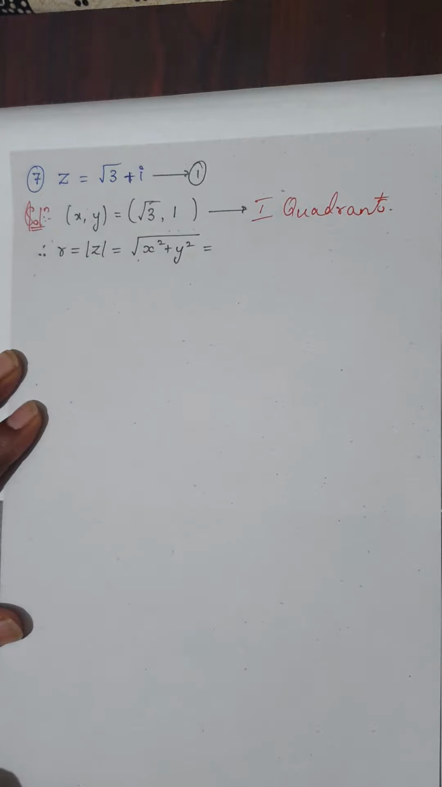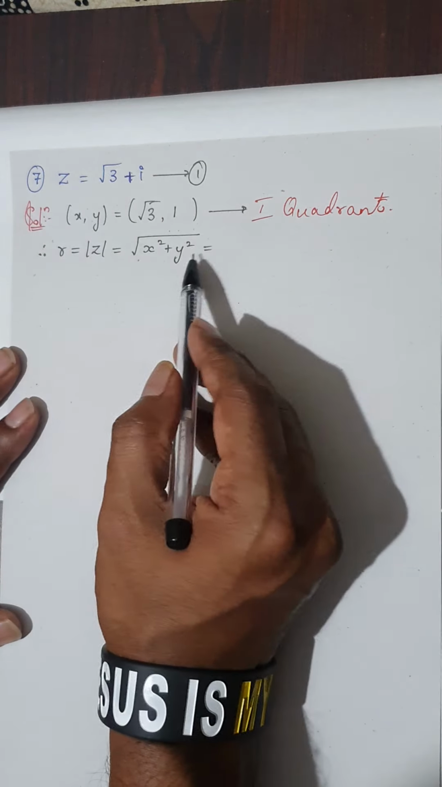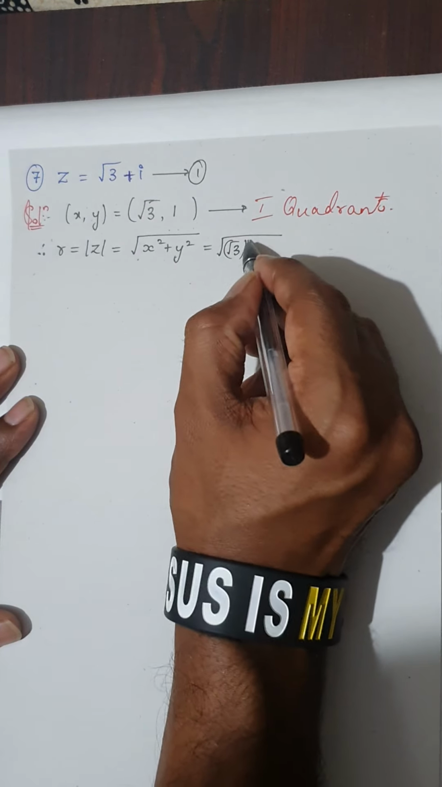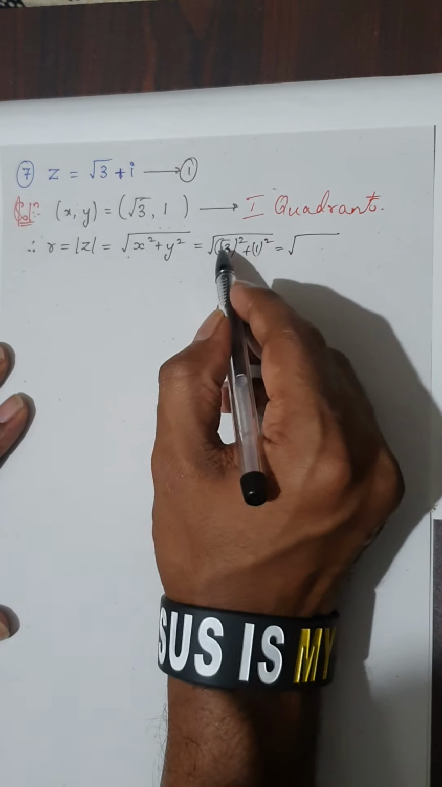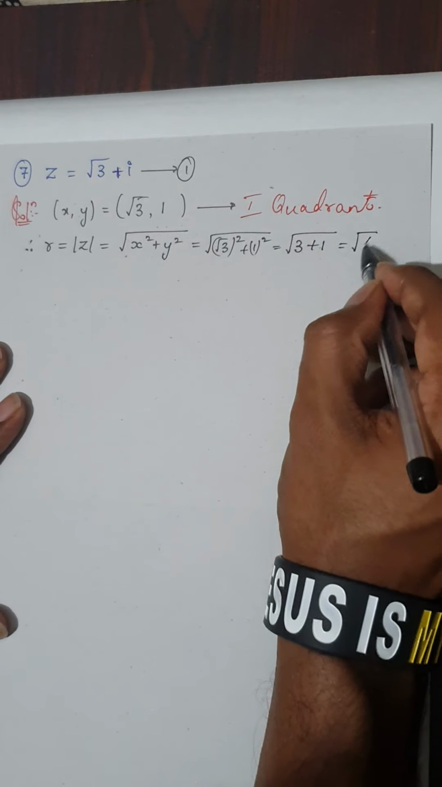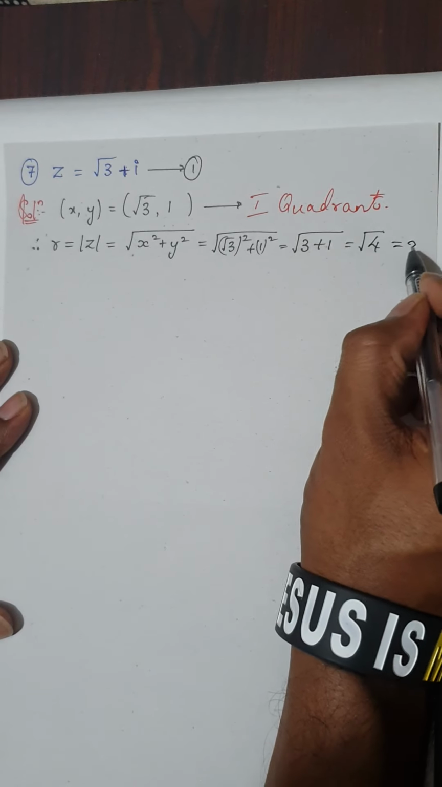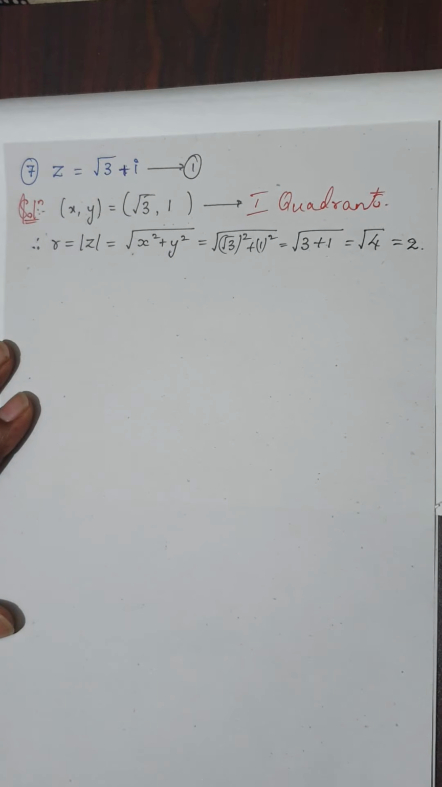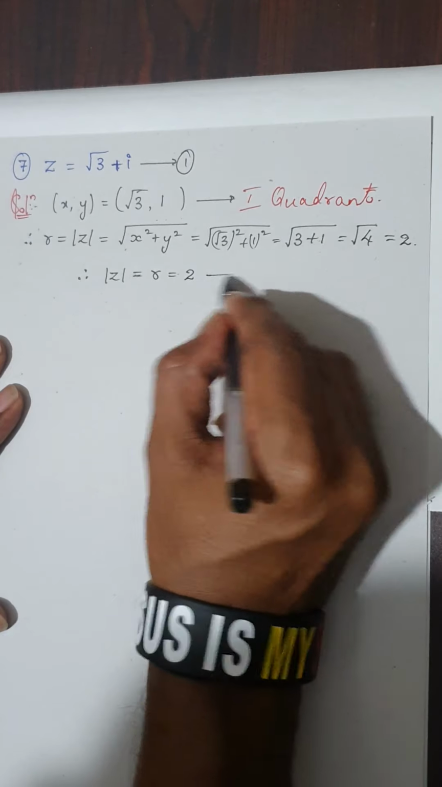Correct? So once it lies in the first quadrant, the value of r is the root of x square plus y square. So that is nothing but the square root of root 3 square plus 1 square. Okay, so that will be the square root of 3 plus 1. You will get root 4. Okay, what is root 4? As I told you, you can simply write it as 2. Okay, therefore, the modulus of z, which is r, is equal to 2 in this case.